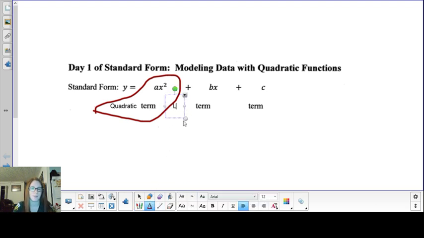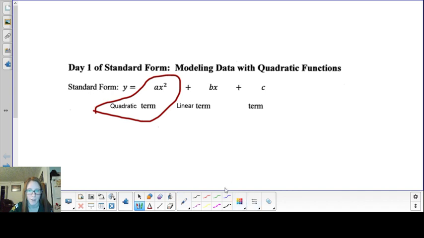Next we have the linear term. The linear term is anything with just an x by itself. So in this case, we have my linear term being bx.